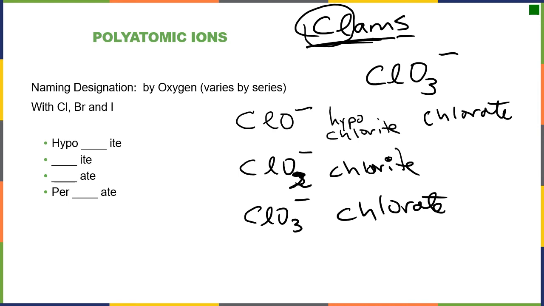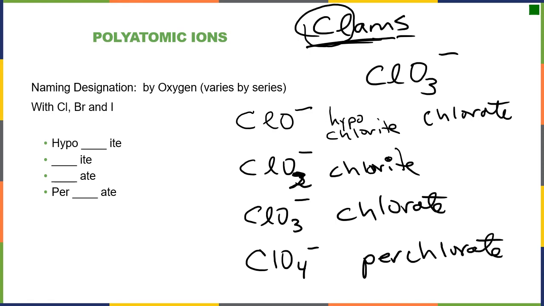And if we put one more oxygen on, which is the last possible option, this would be like "hyper" in terms of the number of oxygens. But for some reason that I could not possibly explain to you, we take the "hy" off, and this is perchlorate. So our pattern is hypo with ite, ate, and per with ate.